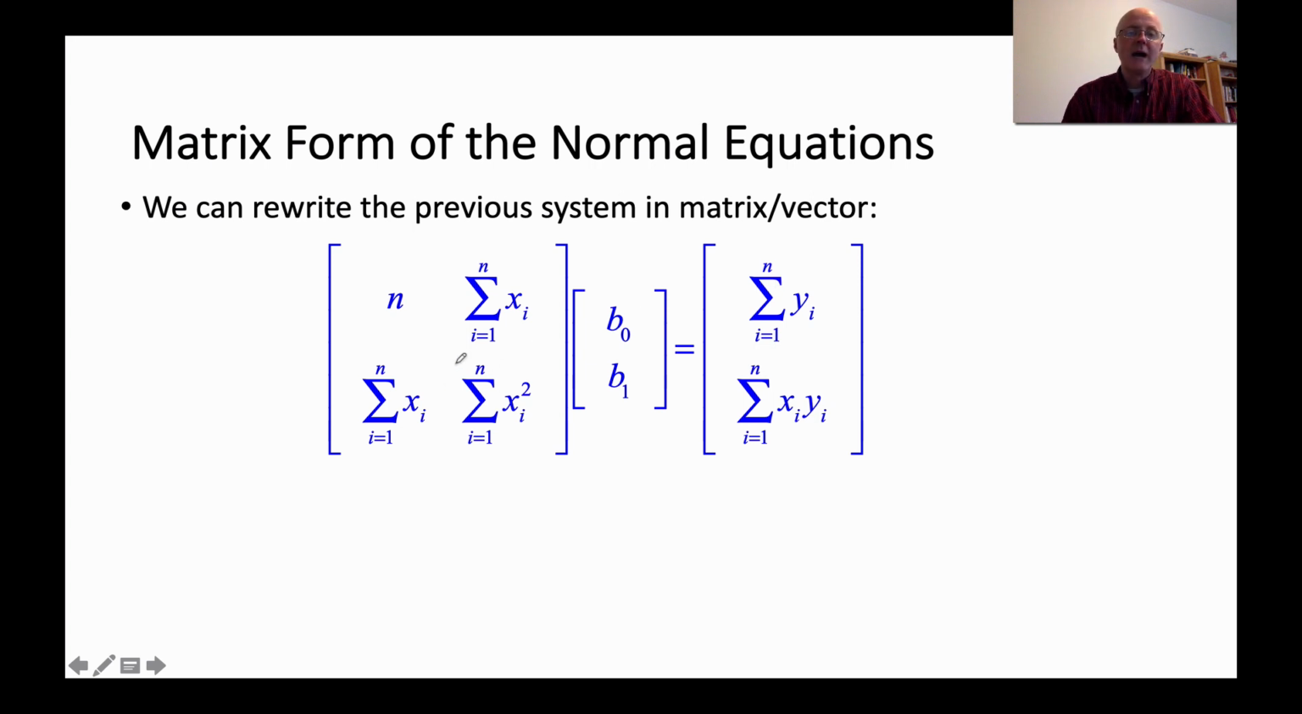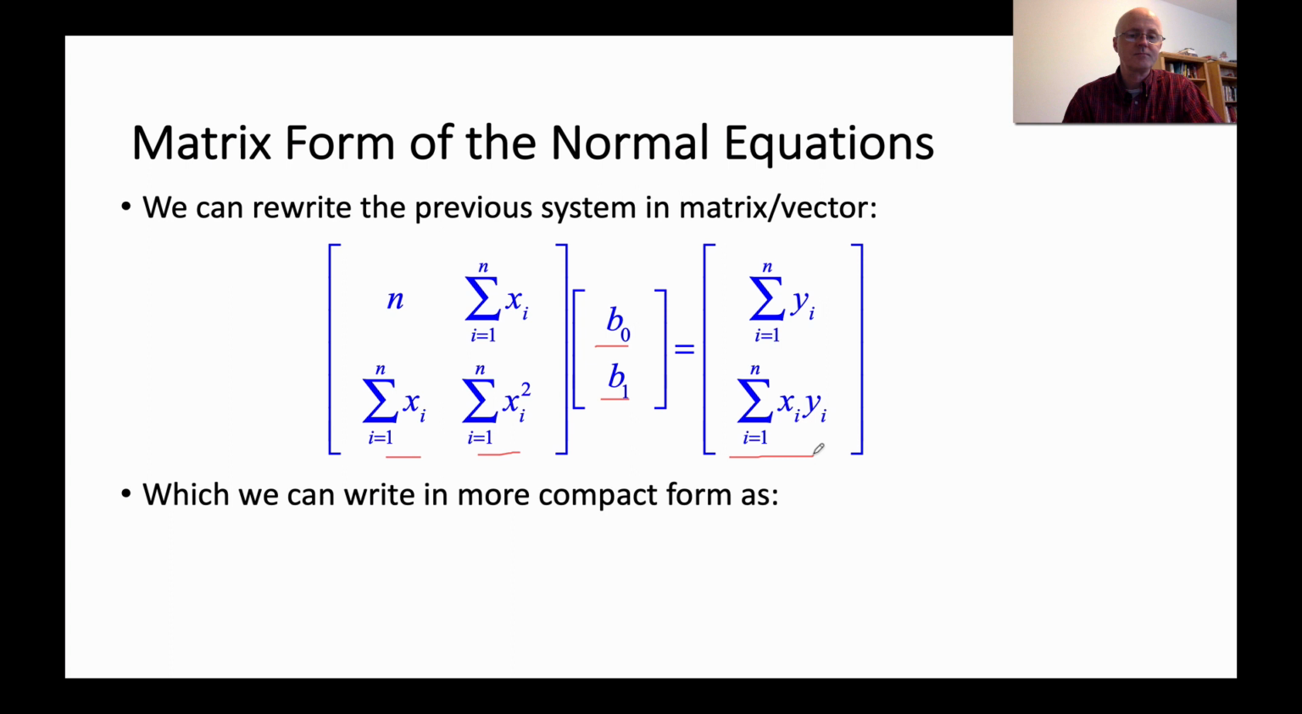Likewise, when you multiply to find the second entry, you'd multiply this sum right here times B0 plus this sum times B1, which is what you had on the left-hand side of the second equation on the previous slide, and that has to equal the right-hand side, which you see here. So we've got a matrix slash vector equation here. And if we want, we can write this in a more compact form.